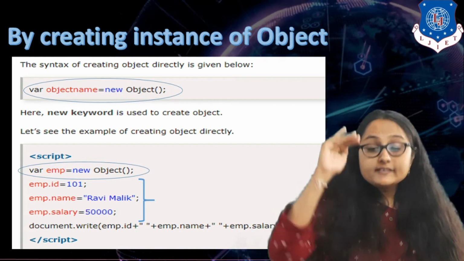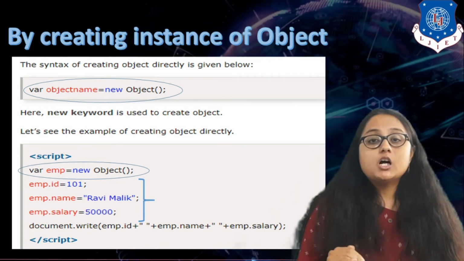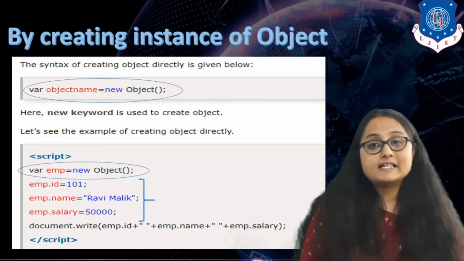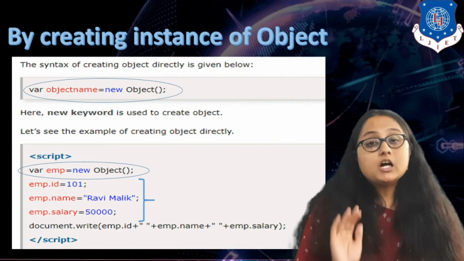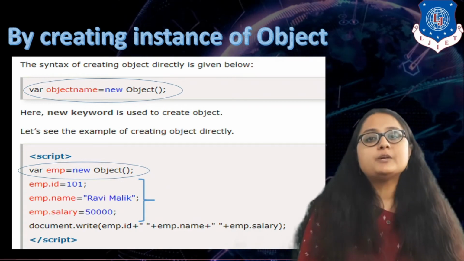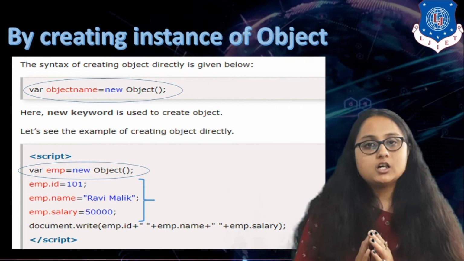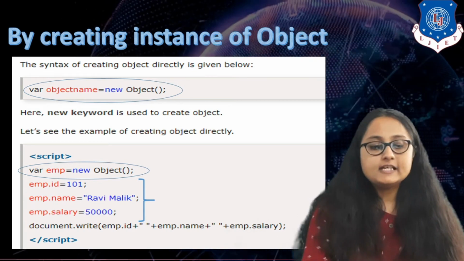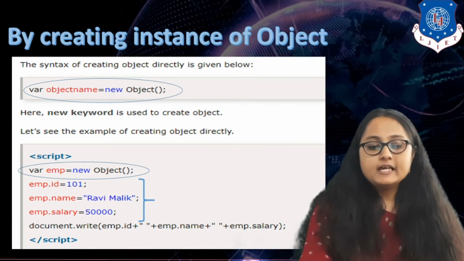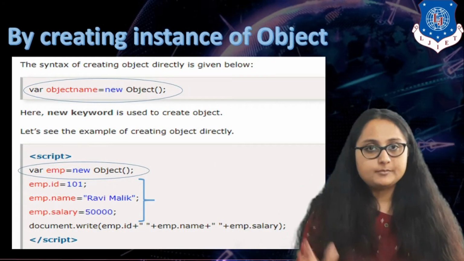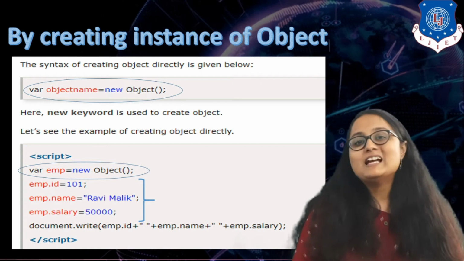Now these are the three property values which I have assigned to which object? The current object, that is EMP, right? Again, if I want to display the property value, the syntax is the same, object name dot property name. So here you can see in document dot write again I have written EMP dot ID, EMP dot name and EMP dot salary because I want to display the property values.